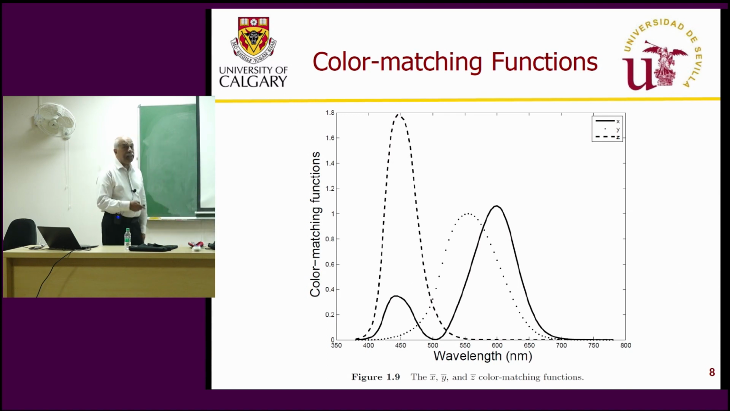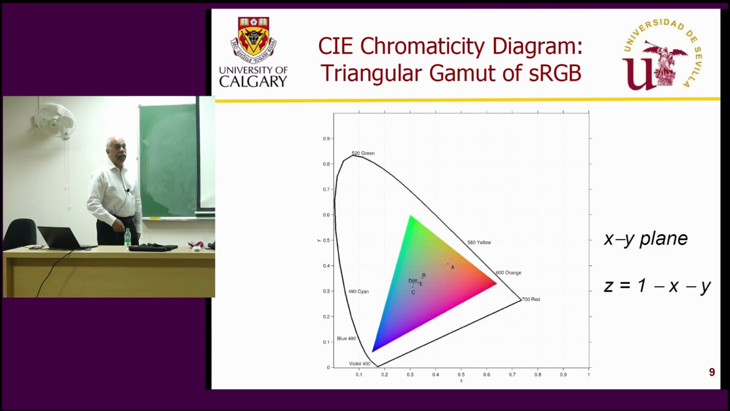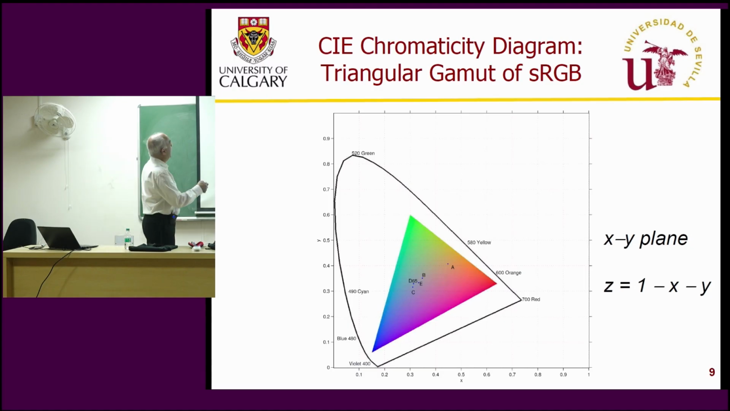Then you represent the arbitrary color in terms of these XYZ coordinates, and if you normalize by dividing by x plus y plus z, then z is 1 minus x minus y. You only need 2. You don't need 3 after normalization. So there is this CIE, the Commission Internationale d'Éclairage, the International Commission for Light.